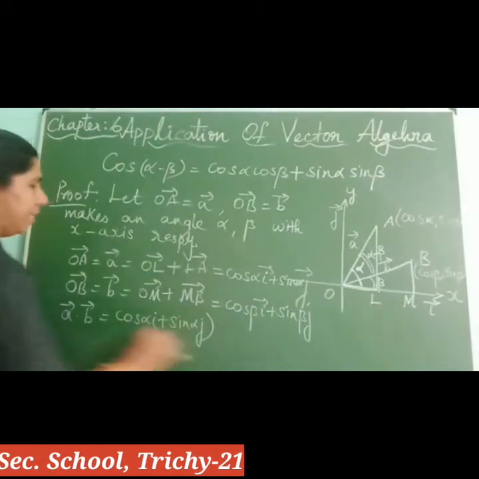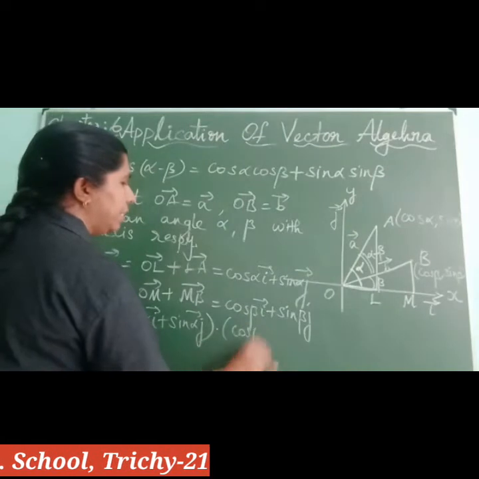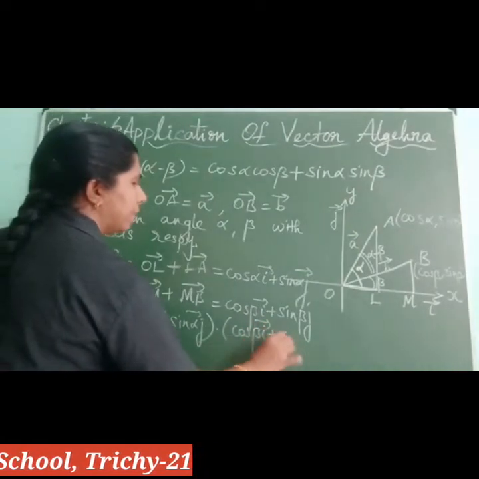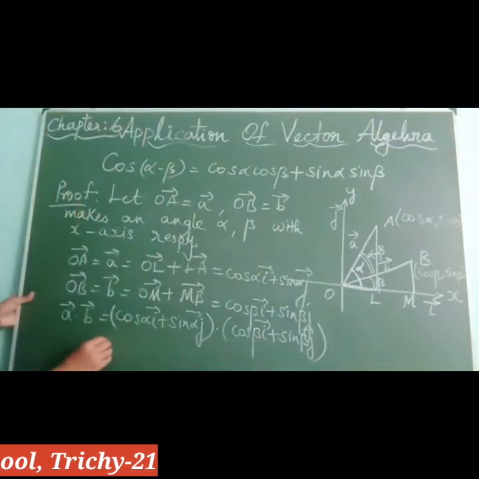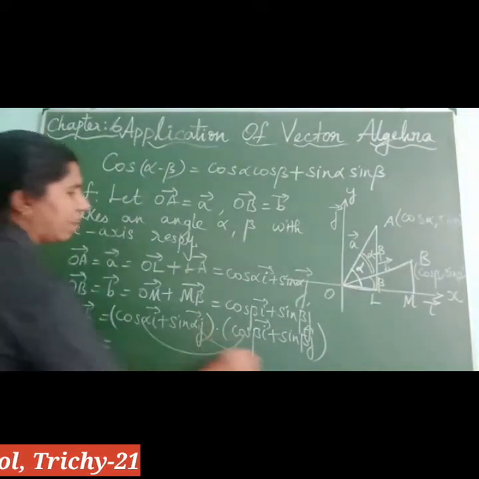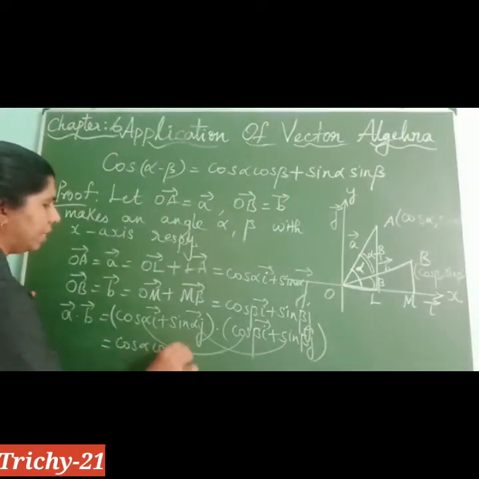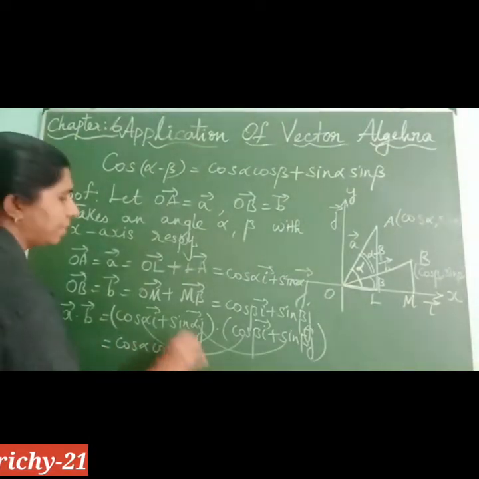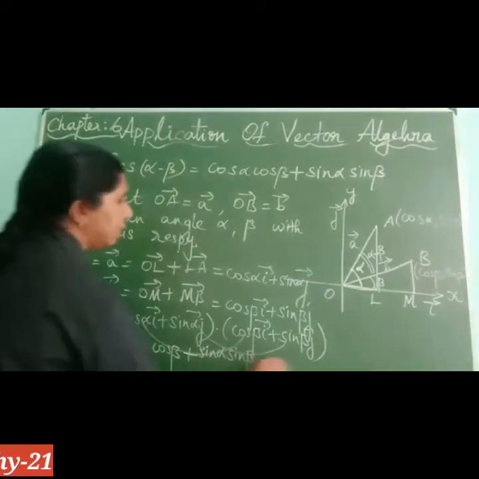If we find the dot product of A and B, (cos alpha I plus sin alpha j) dot (cos beta I plus sin beta j), we get cos alpha cos beta plus sin alpha sin beta. This is the first equation.